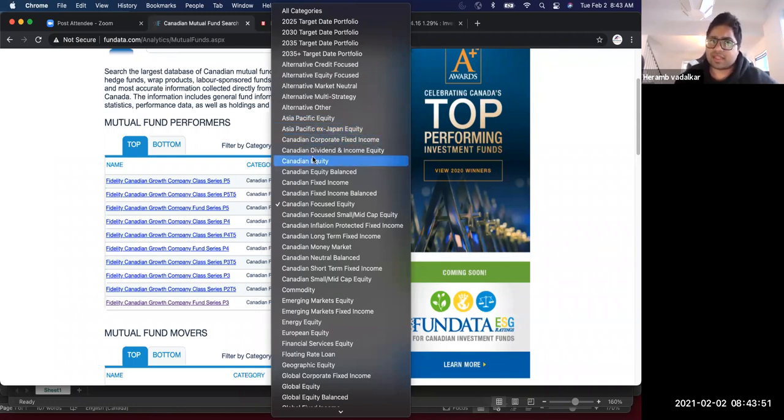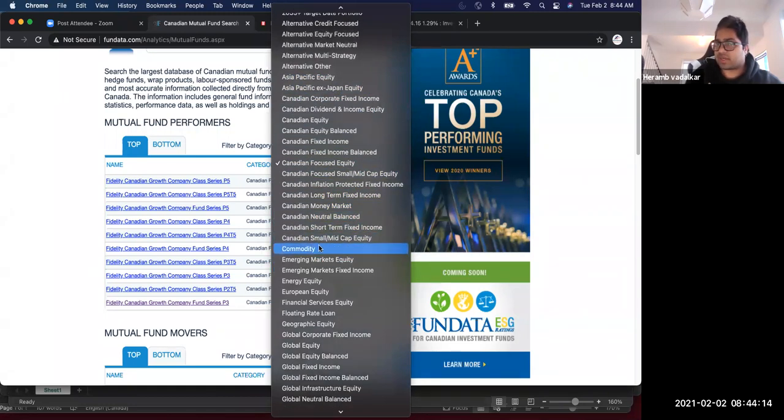Then there are a lot of Canadian funds. So you have Canadian equity fund, Canadian equity balanced fund, that is a mixture of stocks and bonds. Then you have focused equity. Then you have small and mid cap, that is smaller companies in Canada. Then you have bond funds, right? All kinds of Canadian funds. You have a commodity fund, okay, that invests in commodities.